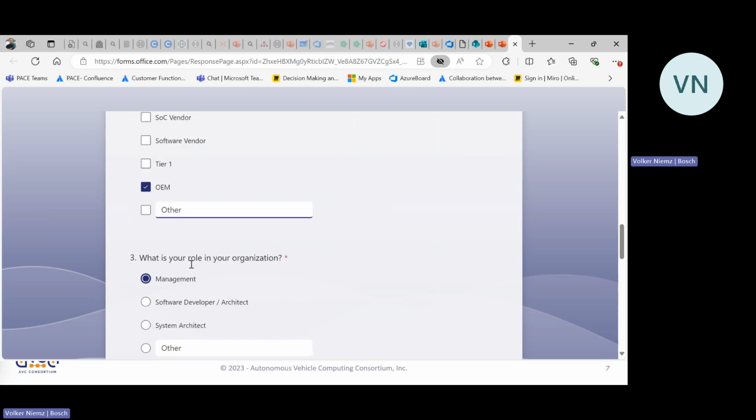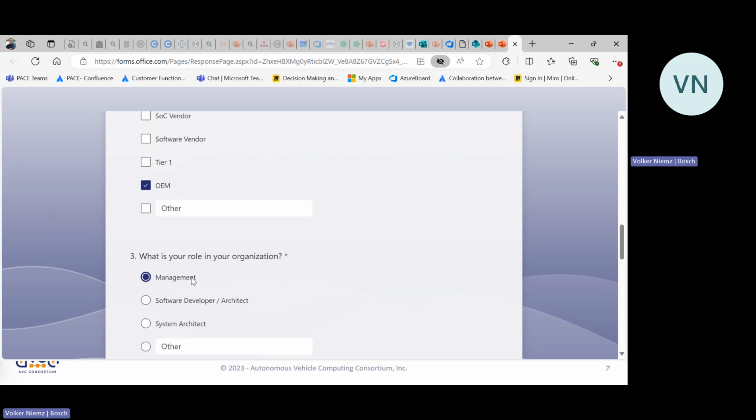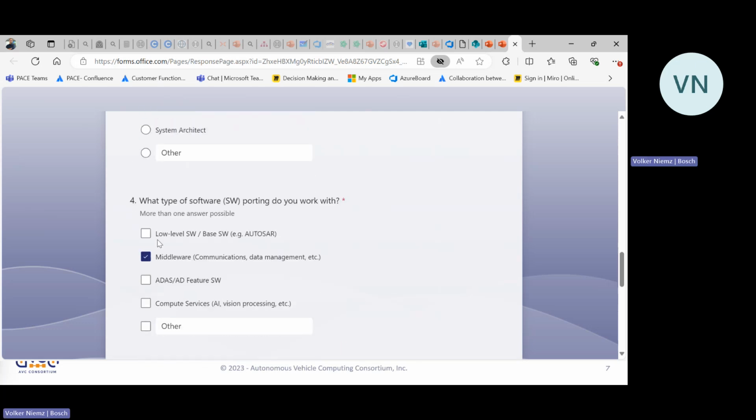Okay, provide your company subsector, OEM, okay, done. What is your role? Okay, done. Next one is, what type of software porting do you work with? Is it everyone, everything?